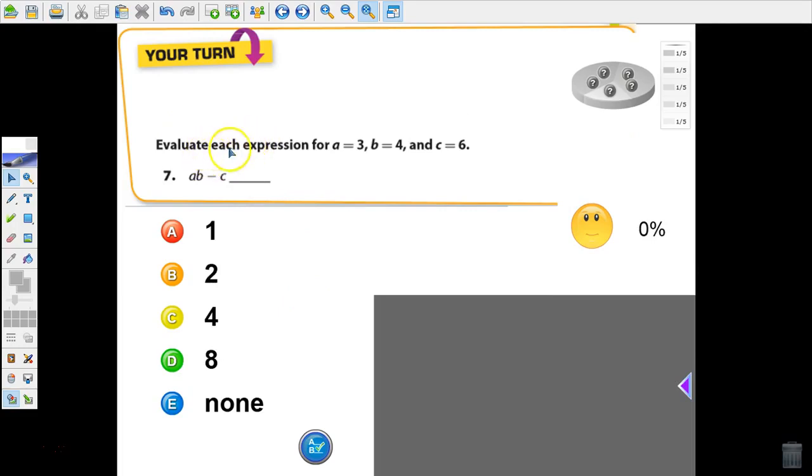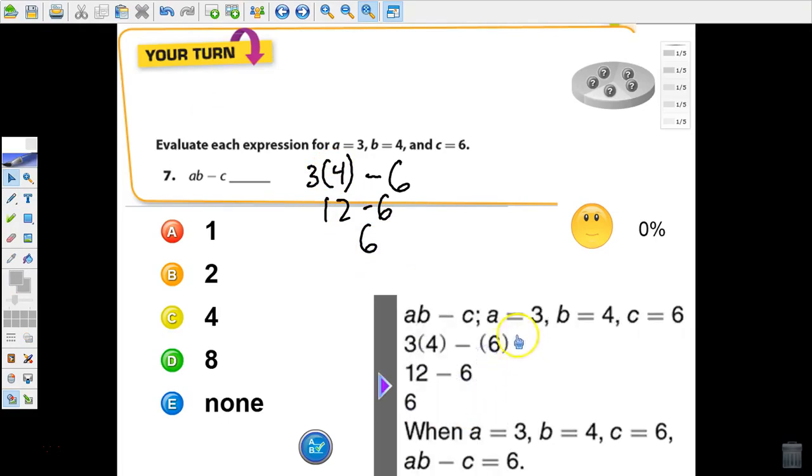Okay. Evaluate each expression for A equals 3, B equals 4, and C equals 6. Class, all you have to do is just plug them in. A equals 3, B equals 4, so parentheses, they're multiplying, and then I'm going to subtract 6. So 3 times 4, multiplication first. 3 times 4 is 12, minus 6 is 6. I didn't say pause, but hopefully you paused it when you saw the next your turn. Plug them all in, work them all out. Boom, 6. Okay?